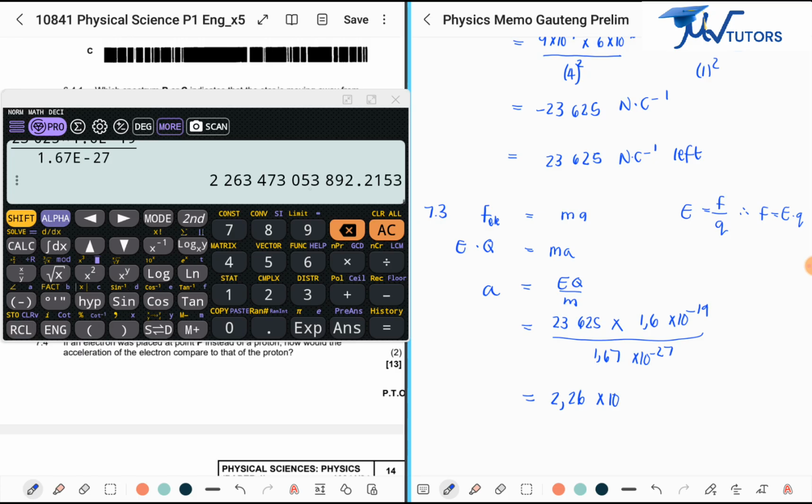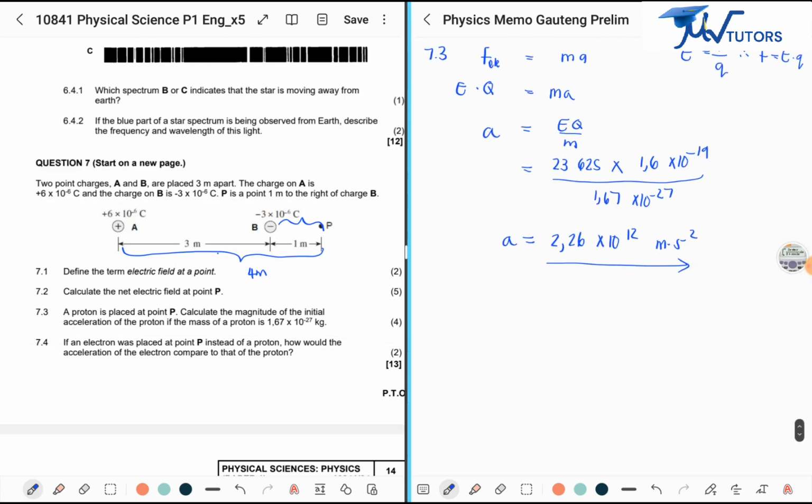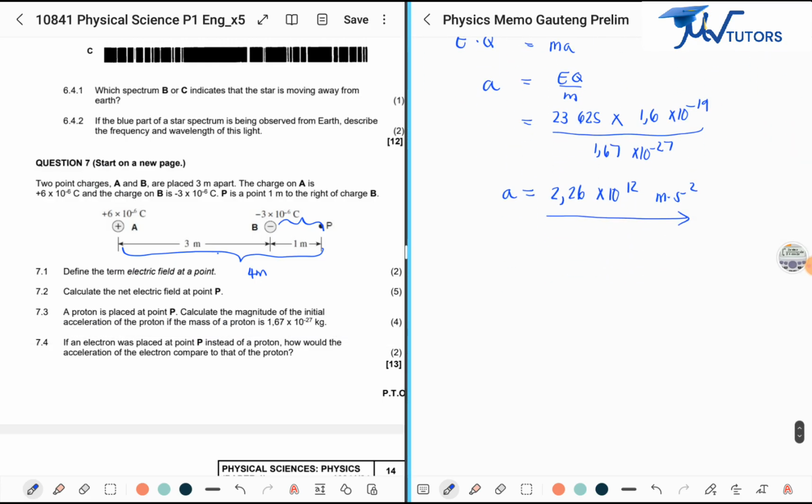What is it? Trillion, I don't know, billion, whatever. But it's a positive number. So 2,26 times 10 to the power 12. All right, that's the unit meters per second squared. And that is expected. I mean, electrons, protons, they move wild. We can't see them with the naked eye. So that for me makes sense, that it is that fast. Okay, so they wanted the magnitude of the initial acceleration, and that's it.